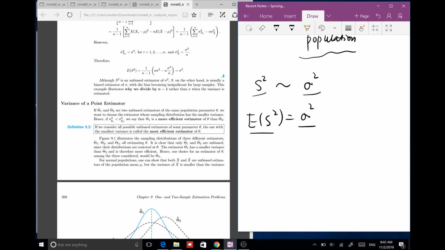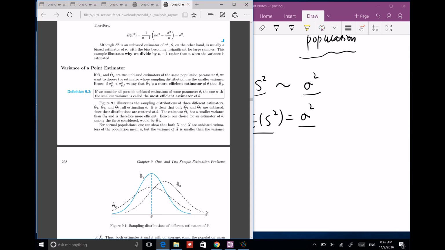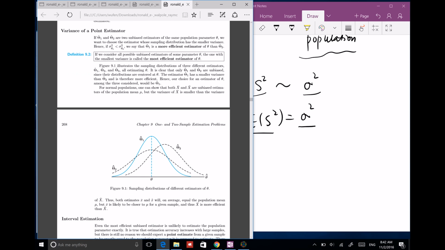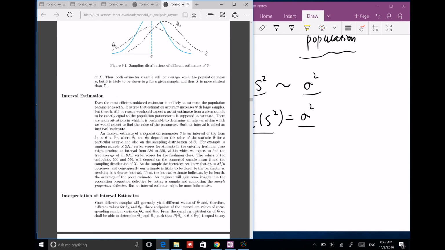So if we consider all possible samples of size n, the estimate of some parameter theta with the smallest variance is called the most efficient estimate of theta. Sometimes we may have several estimators that are all unbiased, but the one with the smallest variance is the most efficient estimator.